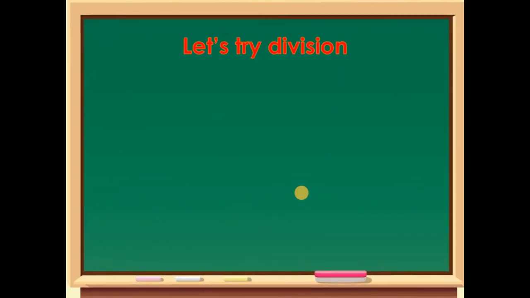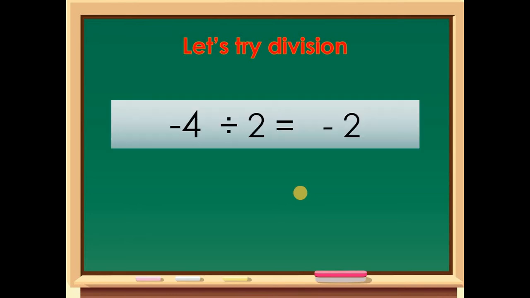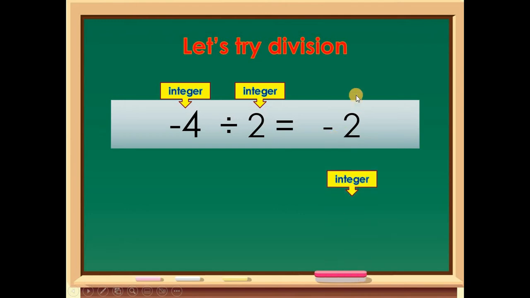Okay, so let's try division. Negative 4 is an integer, positive 2 is an integer. Negative 4 divided by 2 is negative 2, and negative 2 is an integer. So pwede siya sa closure.